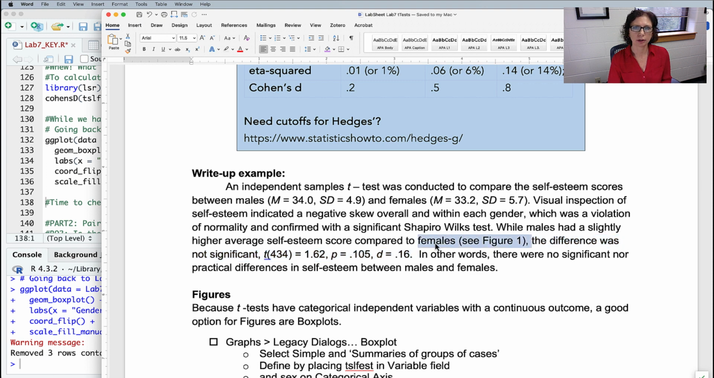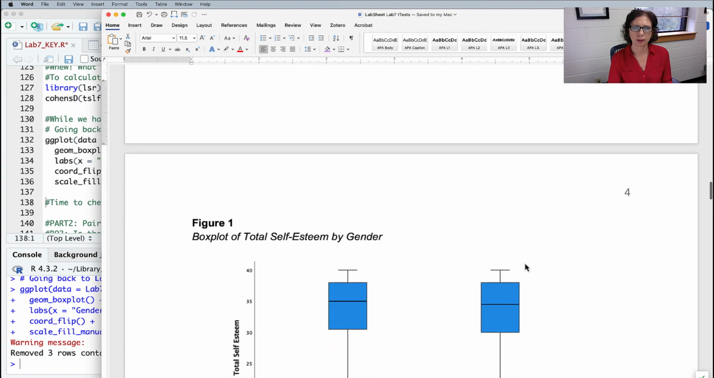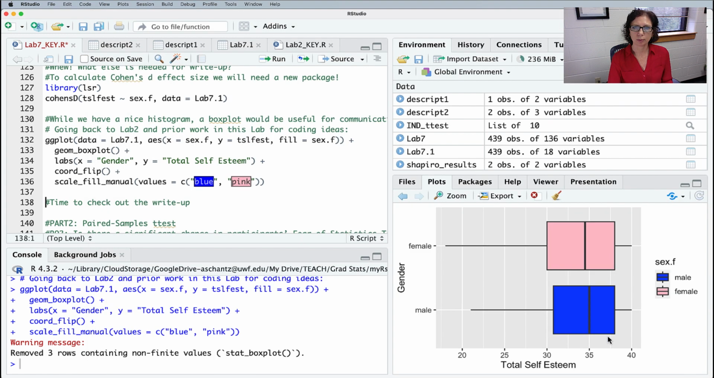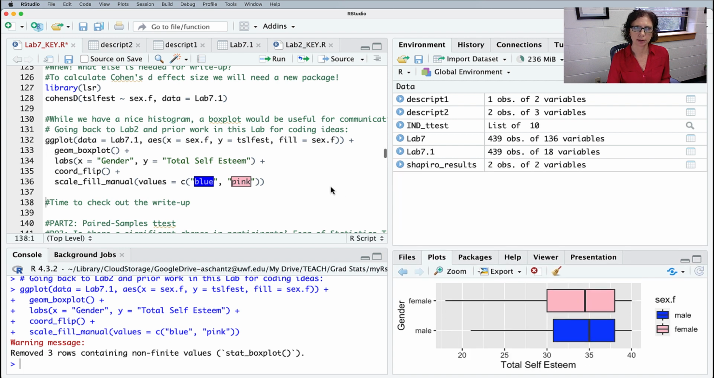And I can let the reader know if there's a figure involved. My little interpretation statement in the end: in other words, there were no significant nor practical differences in self-esteem between males and females. So the box plot I got out of SPSS looked like this. And if I wanted to put in this box plot, I could just export to image and be able to put that one in my write-up. So good there for our independent t-test.